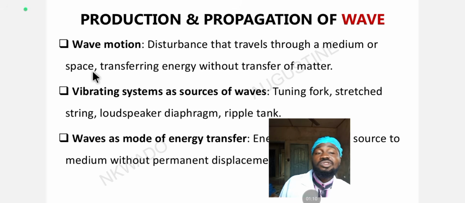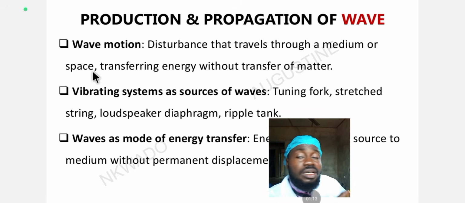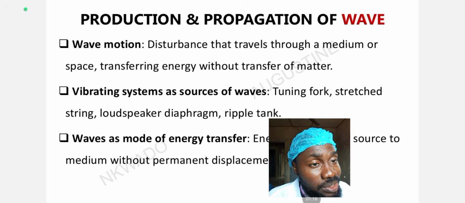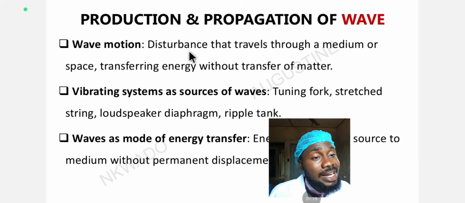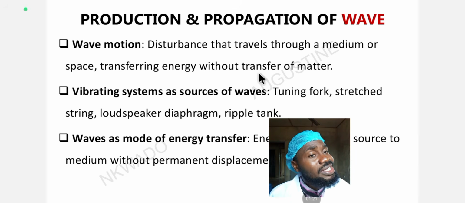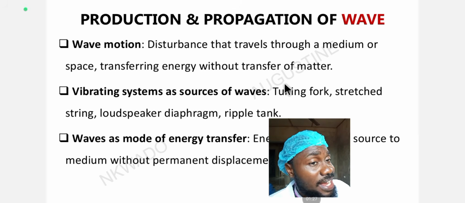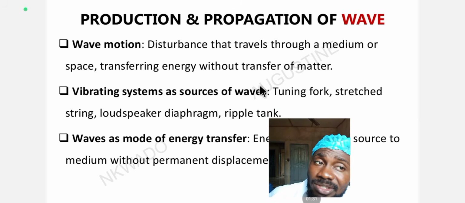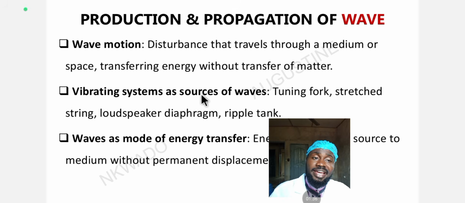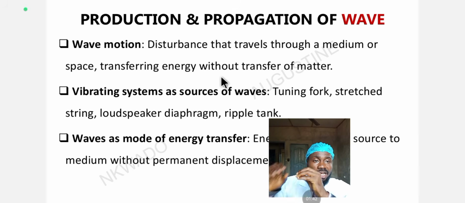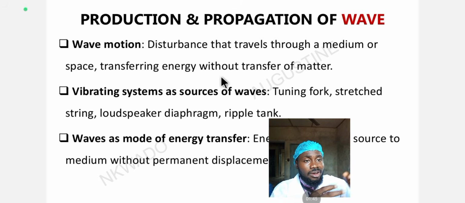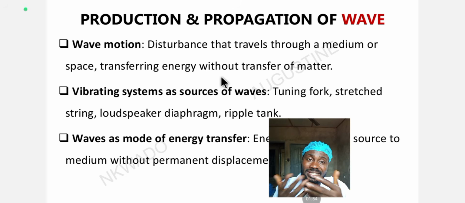So it can either travel through a medium, maybe through a solid, a liquid, or through space, which is the atmosphere. And as it travels, it transfers energy without transferring of what? Matter. So as the wave continues to transfer energy, it does not cause any permanent disturbance to the medium. So wave transfers energy, but it doesn't transfer matter. So wave is a disturbance that travels through a material medium or space, transferring energy as it moves, without causing any permanent disturbance to the medium itself or without transferring matter.